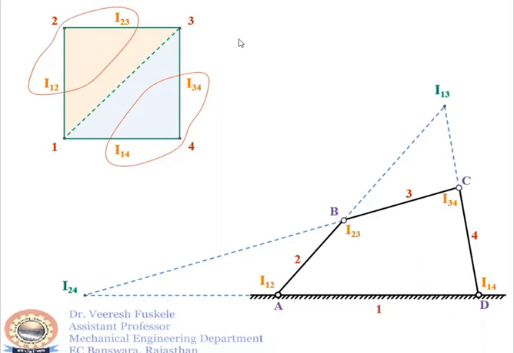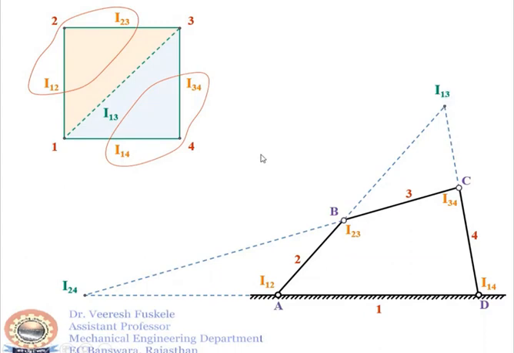So the IC I13 will lie on the line joining I14 and I34 and the line joining I12 and I23 as shown here. You can see that I13 is lying on the intersection of the line joining I12 and I23, and I14 and I34. So this is how we locate I13.